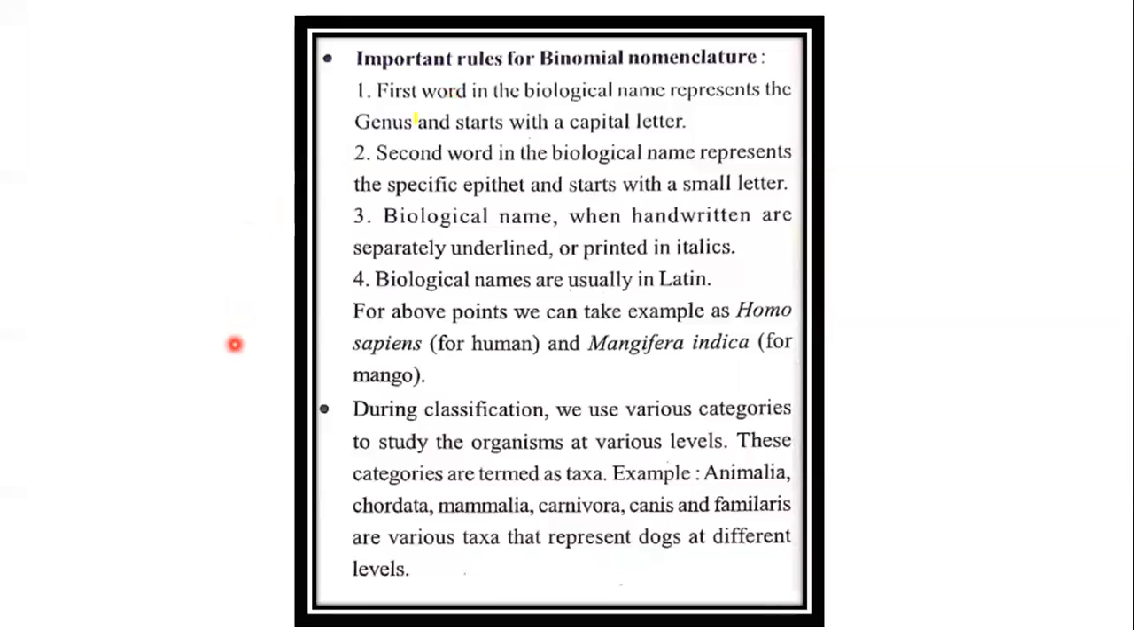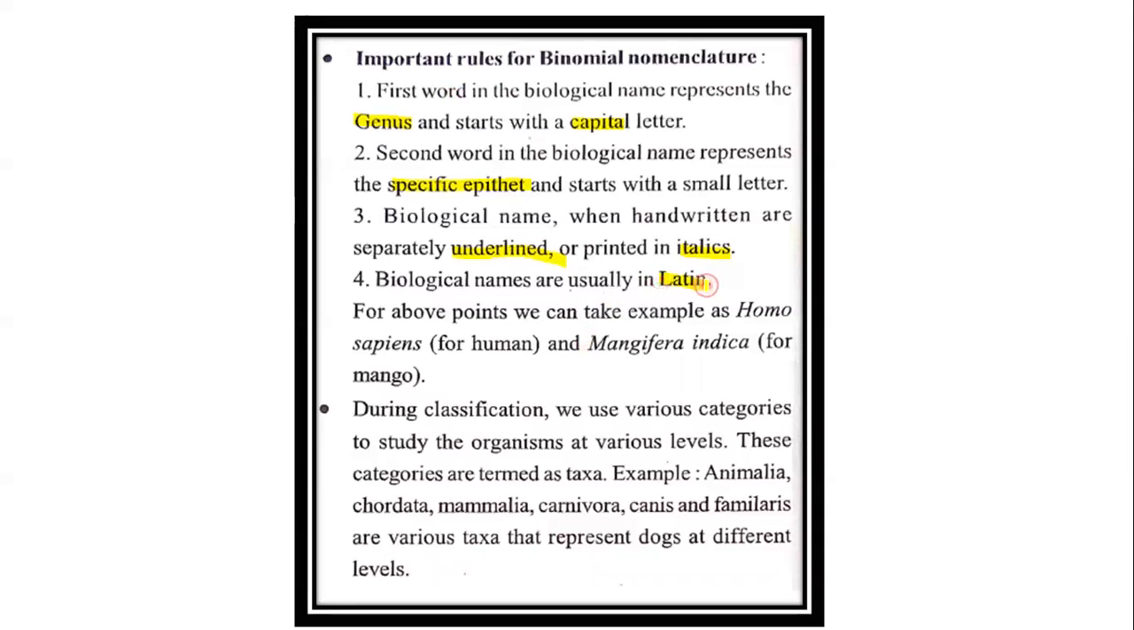So, important rules for binomial nomenclature. The first word in the binomial name, the biological name, represents the genus. The first name is the genus and starts with a capital letter, and the second word represents the specific epithet. It's also one of the previous year questions. When the biological name is handwritten, the two words should be separately underlined, and when printed, they should be in italics.